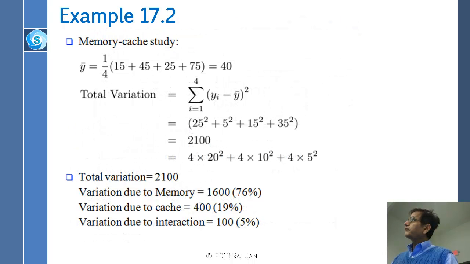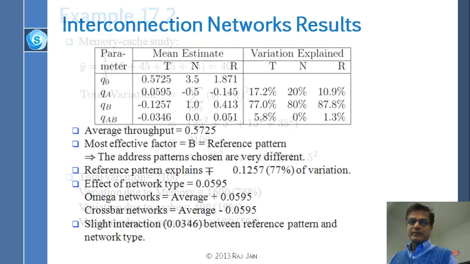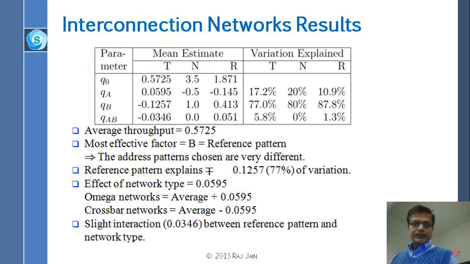You see, the total variation is the sum of yi minus y bar squared. Out of that, 4 times qa squared is explained by A, 4 times qb squared is explained by B, and 4 times qab squared is explained by AB. So here, if you take 4 times the square of this plus 4 times the square of this plus 4 times the square of this, that would be the total variation.